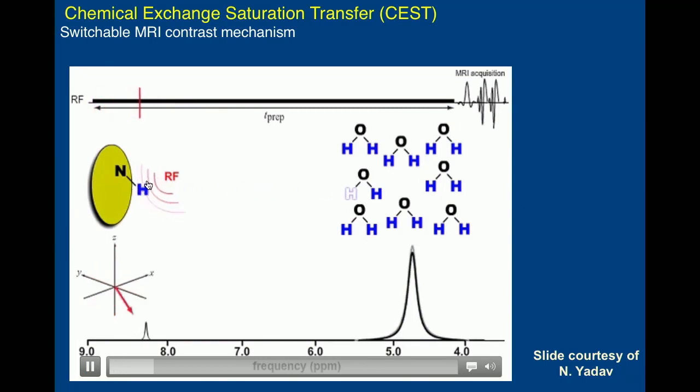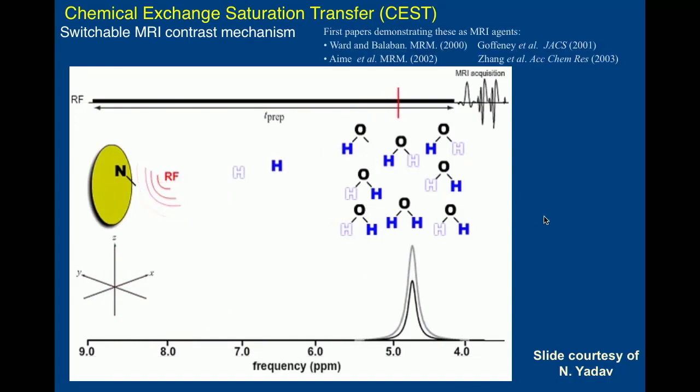As the signal is destroyed, the exchange transfers these protons' signal loss to water, and so you see this buildup of water signal loss introduced by this saturation pulse. If this exchange is very fast, you can get very, very large amplification factors, on the order of thousands, for this proton onto water. And so it's an amplified contrast mechanism.